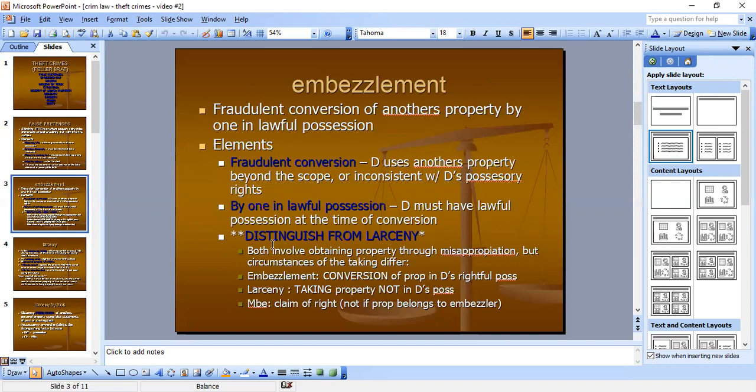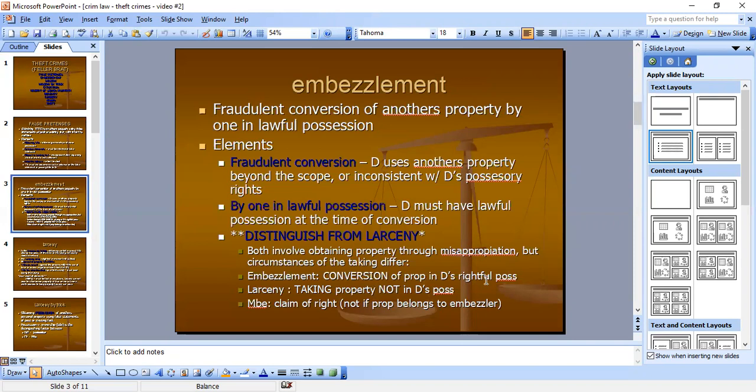Tricky. Now, a distinguish from larceny and embezzlement, I get these mixed up, so I put a distinguish between the two down here. Both involve obtaining property, yes they do, through misappropriation, yes, but circumstances of the taking differ. So how the taking is done. Embezzlement, conversion of property in defendant's rightful possession. He already has rightful possession of the property. He decides to convert the property, make a conversion into his own. Okay, so he already has rightful possession.